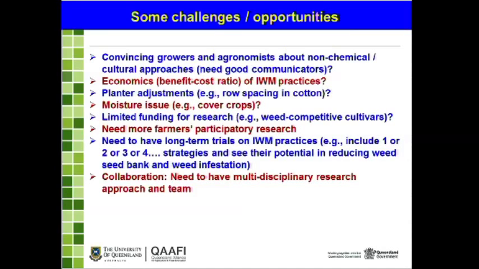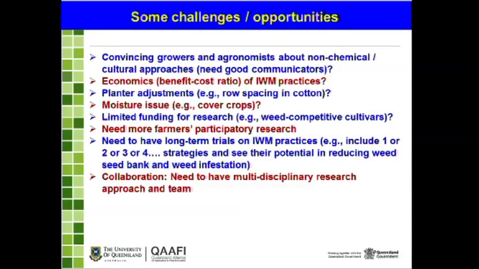I think planter adjustment is very important. Means when we say narrow row spacing, is it applicable or not? Moisture issue, when we are talking about cover crops, do we have enough moisture? And I think we need more farmers' participatory research and some kind of collaboration. I think that's very important for me, needs collaboration.